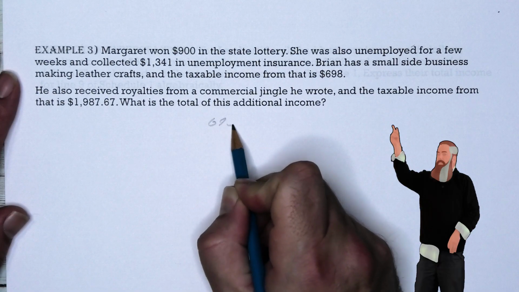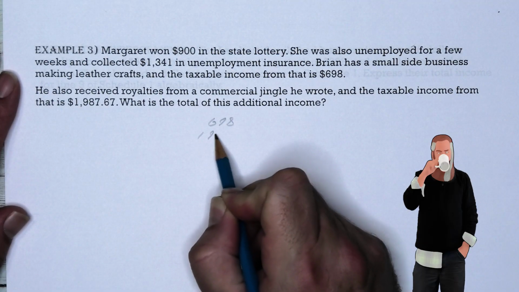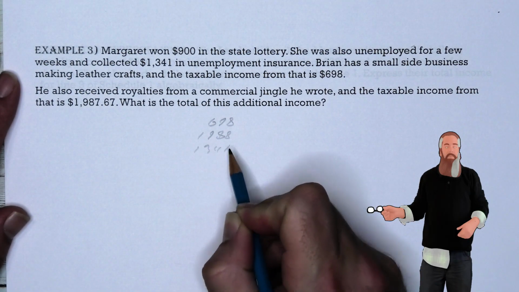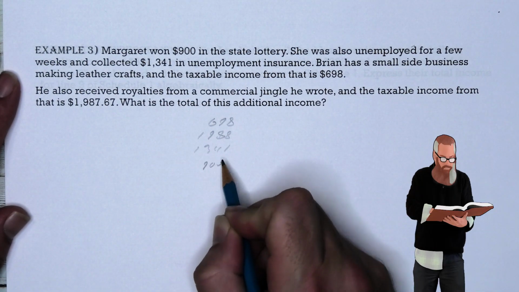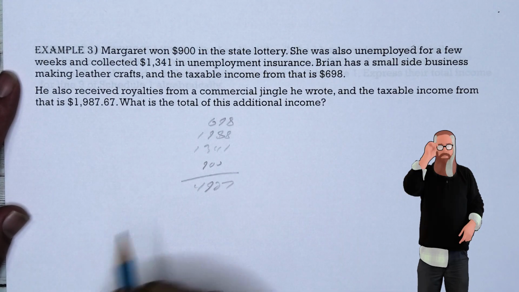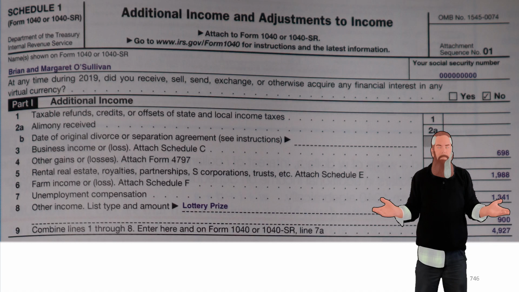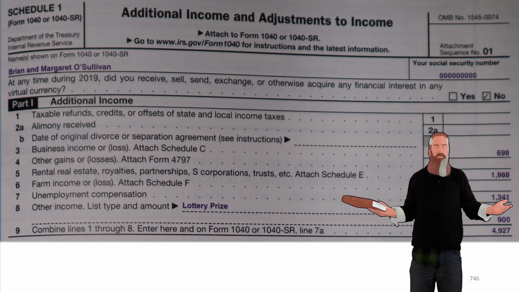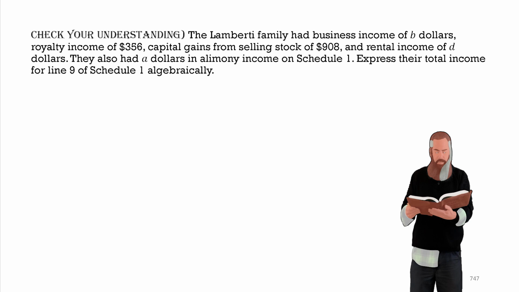Now, 698 and 1,988 and the 1,341 along with the 900 gives us a total of 4,927. So we're going to enter 4,927 on line 9 of Schedule 1 as shown on the screen. Let's check our understanding of this.